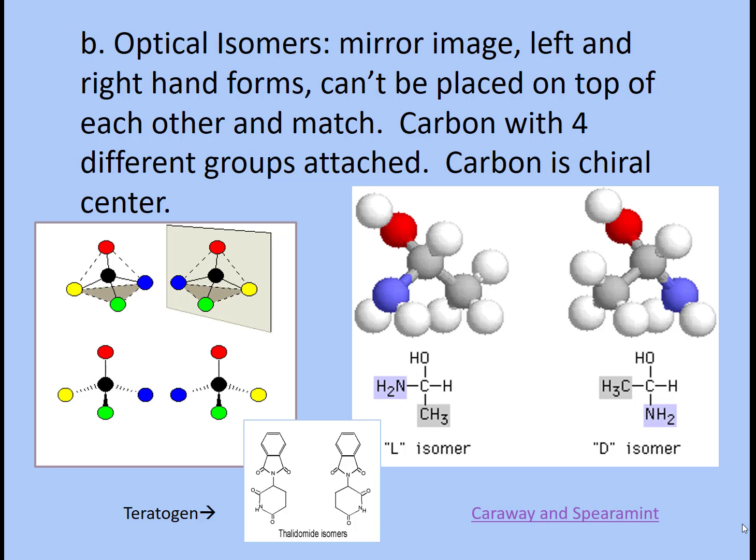You're going to see that they are different. They're going to be mirror images of each other. Your hands are mirror images, and these molecules are mirror images also. And how you get these is you have a carbon that has 4 different groups attached, and there's different ways that they can attach, and you can get that mirror image.